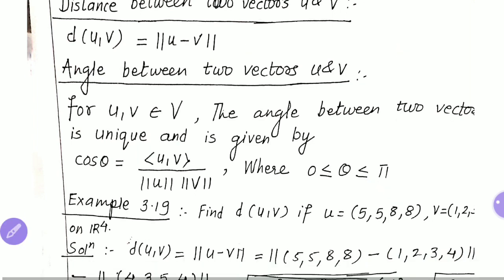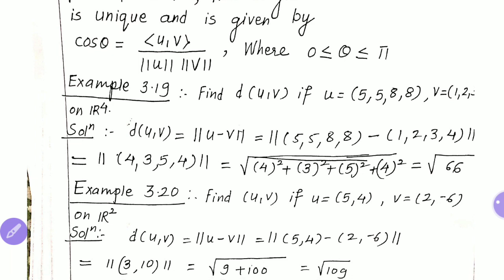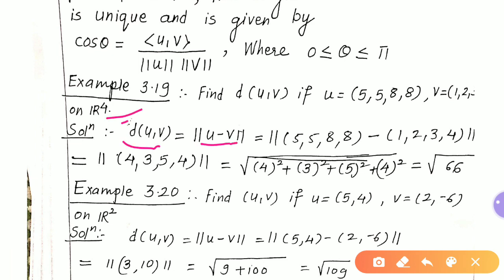Now let us see the example. Find the distance between two vectors u and v, if u is 5, 5, 8, 8 and v is 1, 2, 3, 4, in Euclidean space R4. Distance of u, v by definition is the norm of u minus v, which is the norm of this vector, and the norm of a vector in Euclidean space is the square root of the sum of squares of every element. So finally it will be equal to root 66. In that way you can calculate the distance between two vectors in Euclidean space.